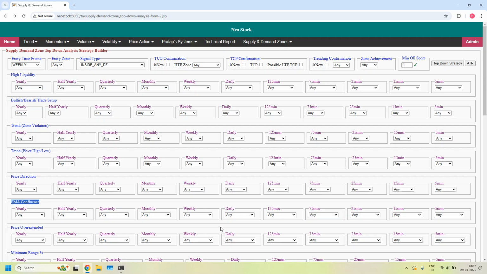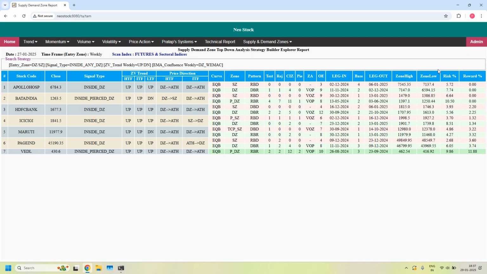So in the EMA confluence at weekly time frame, I am setting the filter weekly demand zone having weekly EMA confluence. And when you set EMA confluence, the trend should not be sideways on weekly time frame. So I am setting up or down. Let's filter. See, from 78, the list has come down to 7 stocks. Only these 7 weekly demand zones are having weekly EMA confluence. And some of these zones are pierced zones. Those zones you can use for your pierced zone strategy learned in lesson 28. Okay.